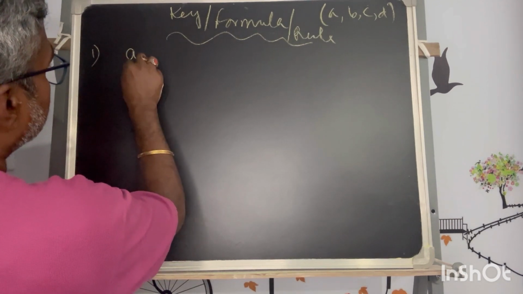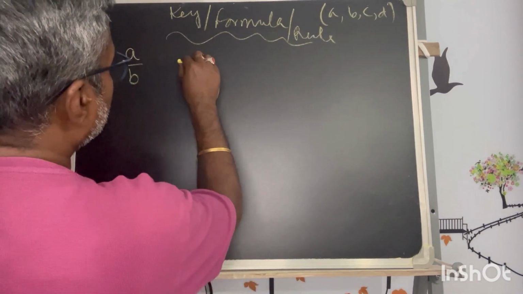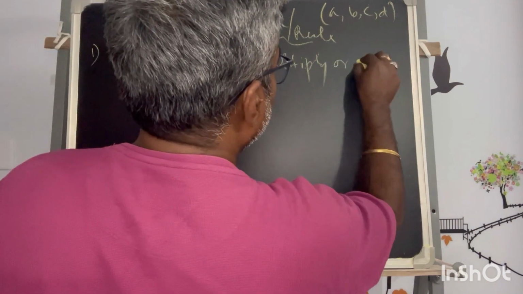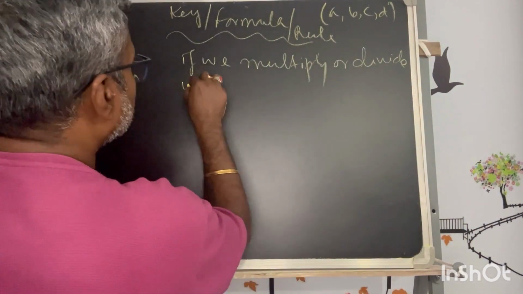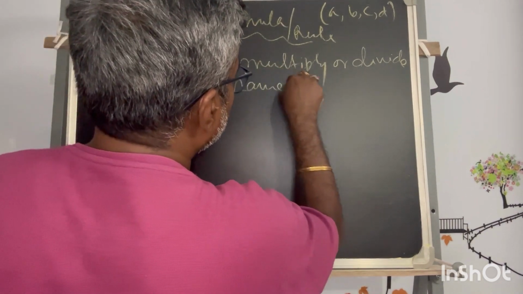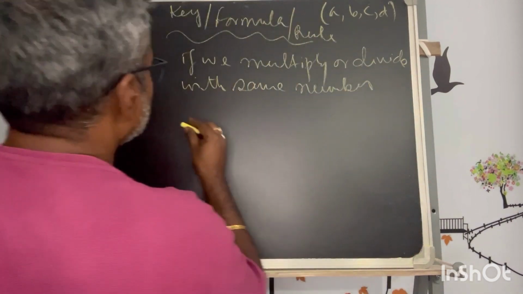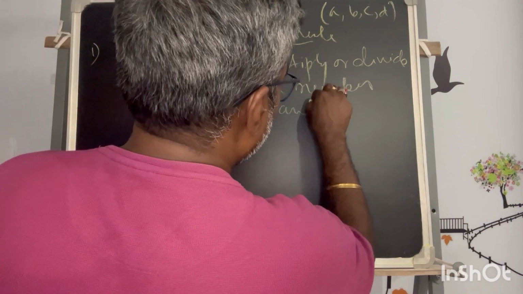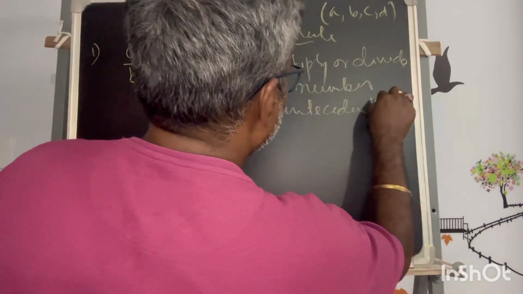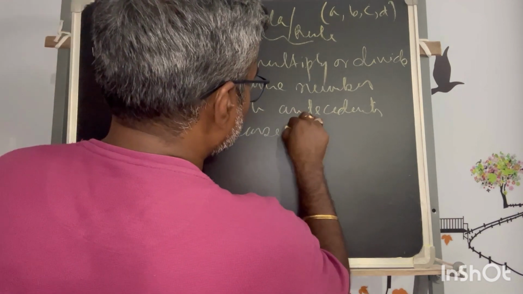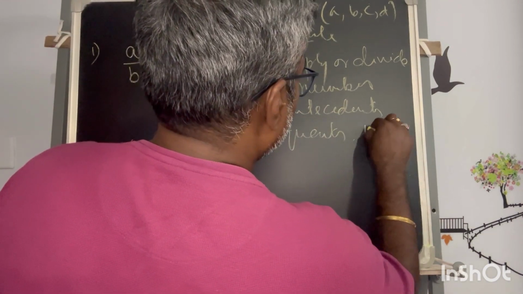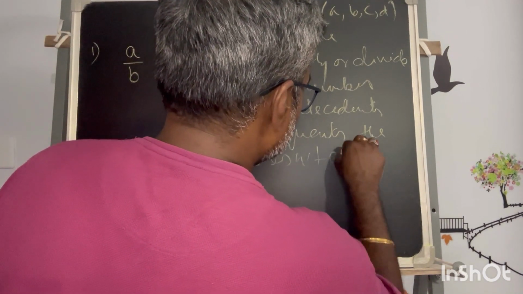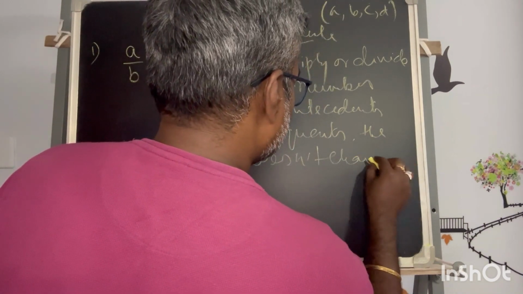if any ratio is there, and we multiply or divide both the antecedents and consequents with the same number, the ratio does not change. It is easy to understand, but still.